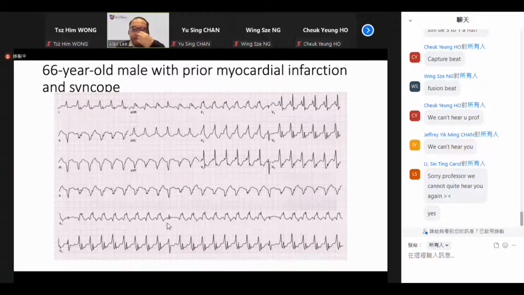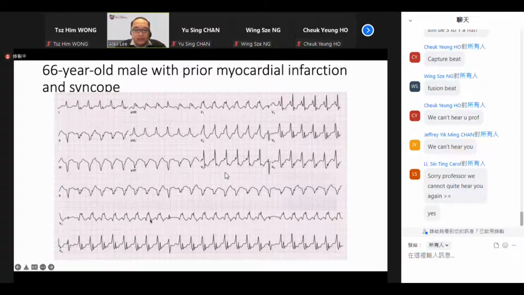A fusion beat is just a hybrid, where the electricity from the ventricular VT focus and the sinus node activity capture the ventricle at the same time. So it's kind of like a fusion beat. Morphologically, it looks intermediate between a narrow complex beat and a wide complex beat. So these two here are the capture beats or the fusion beats. This one looks more like a capture beat, and this one looks more like a fusion beat.